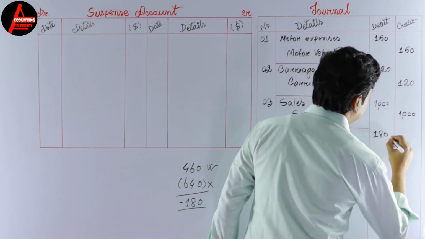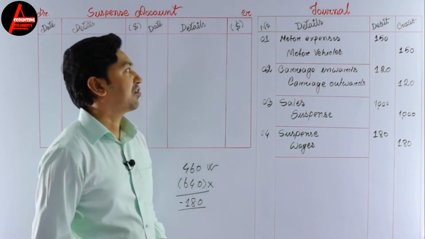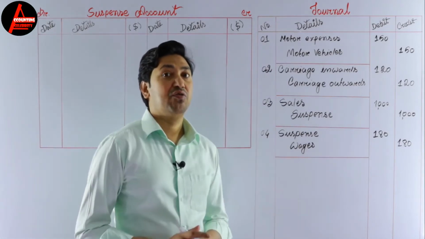These mistakes happened in my business. So we recorded all 4 errors here in this journal book. Now what to do?